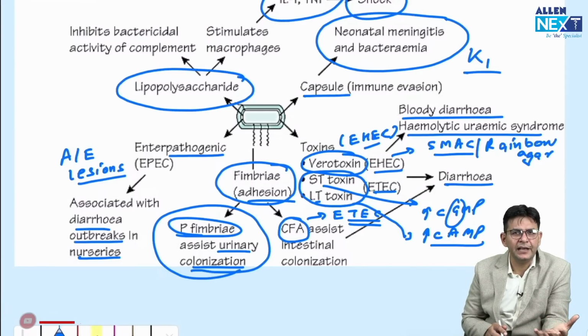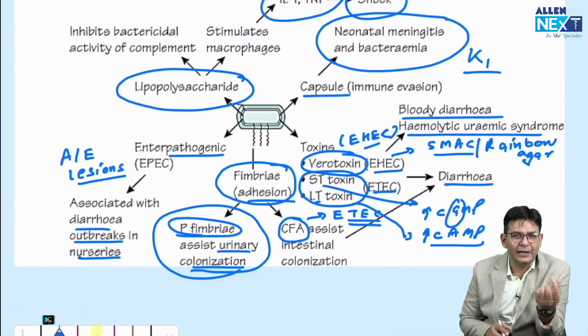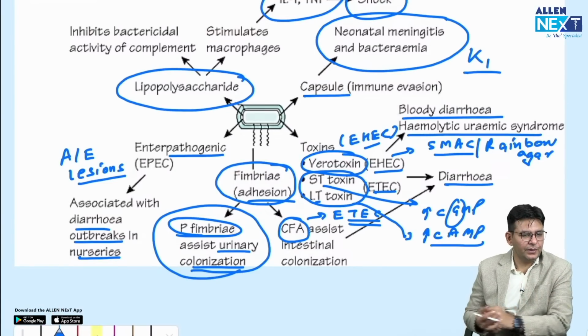And culture is done on which media, guys? CLED. And what is CLED? Cysteine lactose electrolyte deficient. Okay, why not MacConkey agar? Because MacConkey agar is selective, CLED is non-selective. Okay.